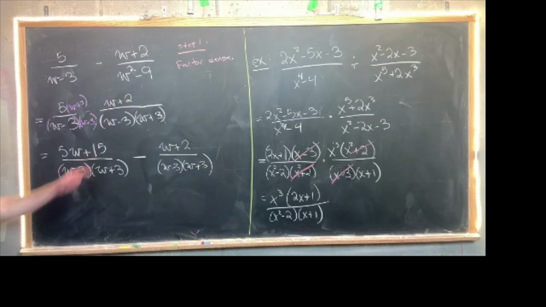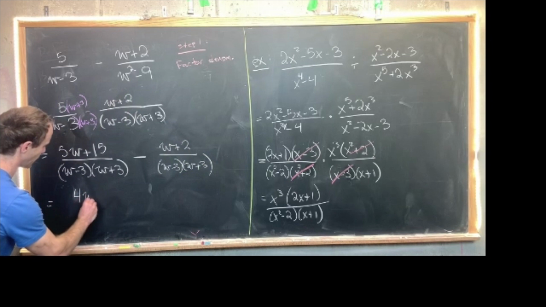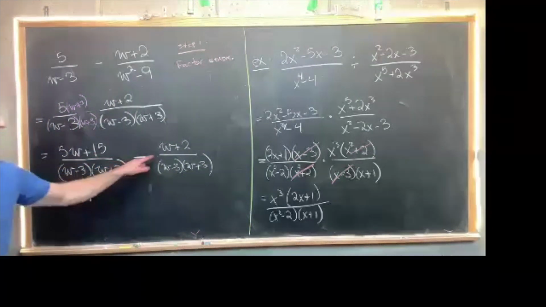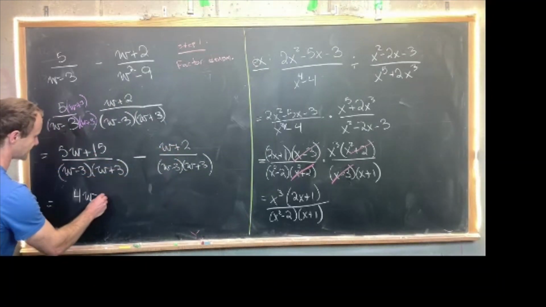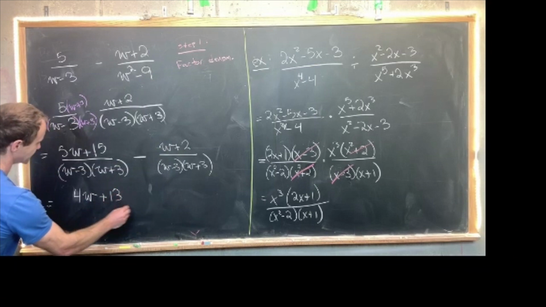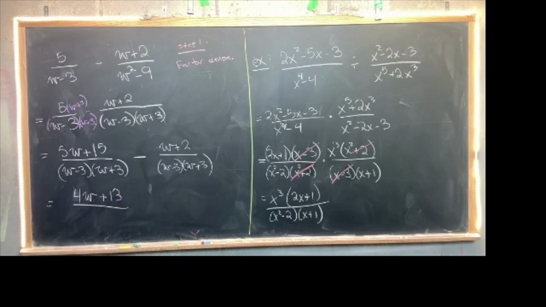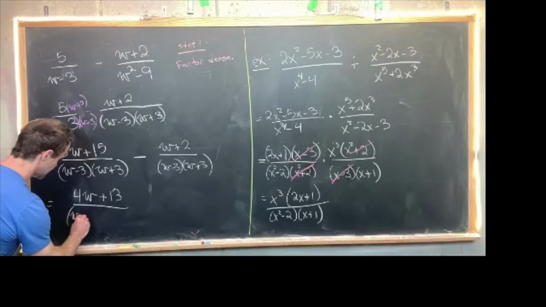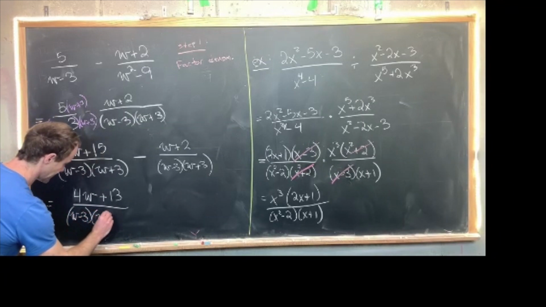We can put these together and combine the like terms. So we've got 5w minus w. So that's going to give us 4w. We have 15 minus 2. That's going to give us 13. So we've got 4w plus 13 over w minus 3 times w plus 3.